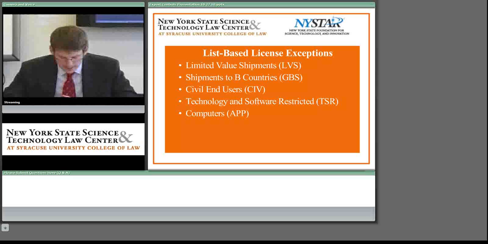The license exceptions listed in Part 740 are each identified by a three-letter symbol. Certain license exceptions are only available to the extent specified in the ECCN entry on the CCL. These license exceptions are known as list-based license exceptions and include license exceptions for limited value shipments and shipments to countries belonging to Group B in the countries group identified in Supplement 1 to Part 740.